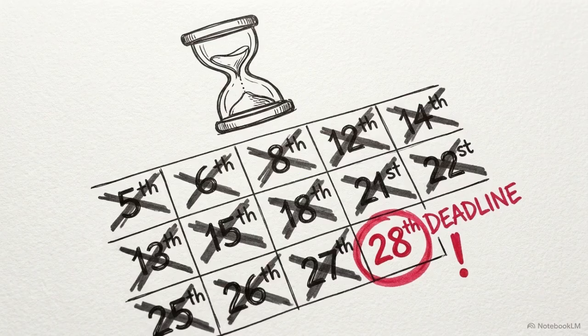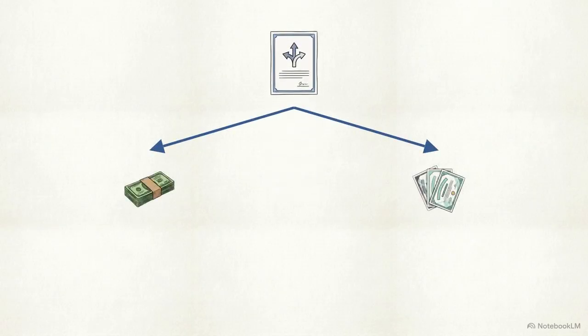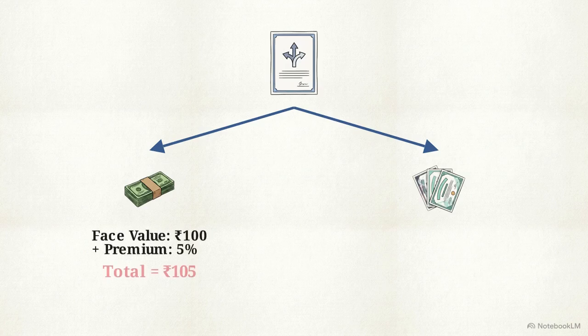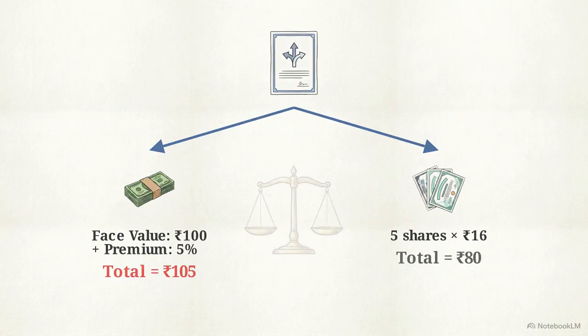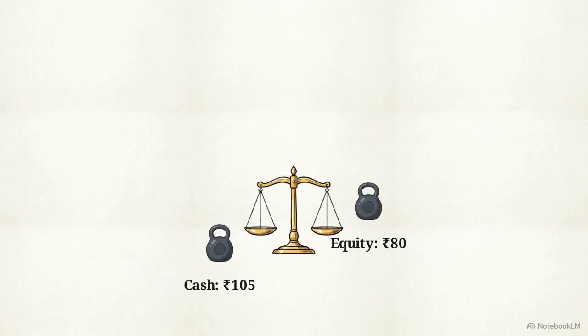Let's fast forward 5 years to maturity. The investor has an ultimatum: take a cash payout with a built-in premium or convert the debenture into equity shares. The cash option guarantees a 100 rupee face value plus a 5% premium, totaling 105 rupees. The conversion option offers 5 equity shares at 16 rupees each, equaling 80 rupees. The scale tips toward the heavier cash payout.